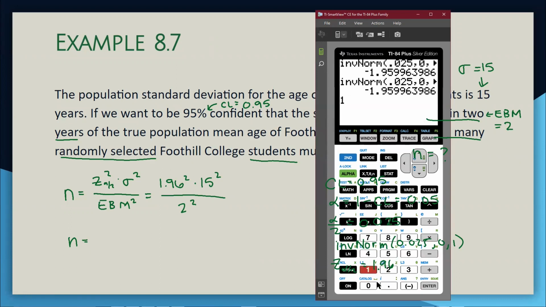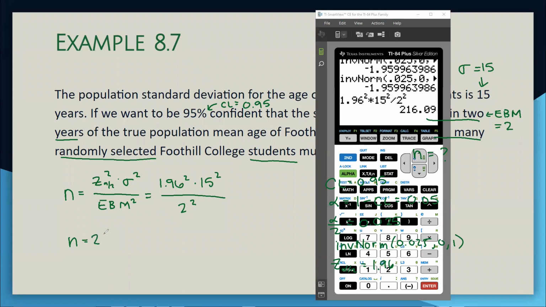So z alpha over 2 is 1.96 squared times 15 squared divided by 2 squared. And when we do that, we get 216.09. So we know that our sample size needs to be 217. We know that if we have a fractional value, we need to round that number up.